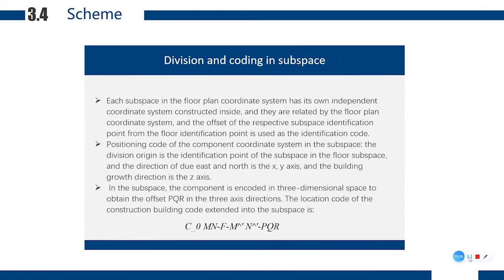In the subspace, the component is encoded in three-dimensional space to obtain the offset PQR in the three axis directions. The location code of the construction building code extended into the subspace is C0MNF M'N'PQR.